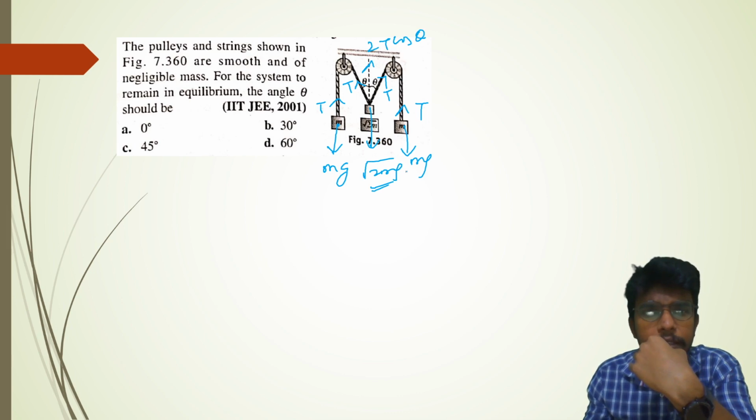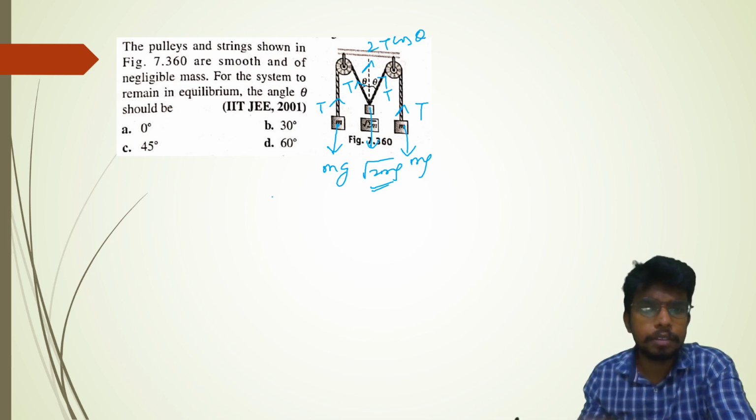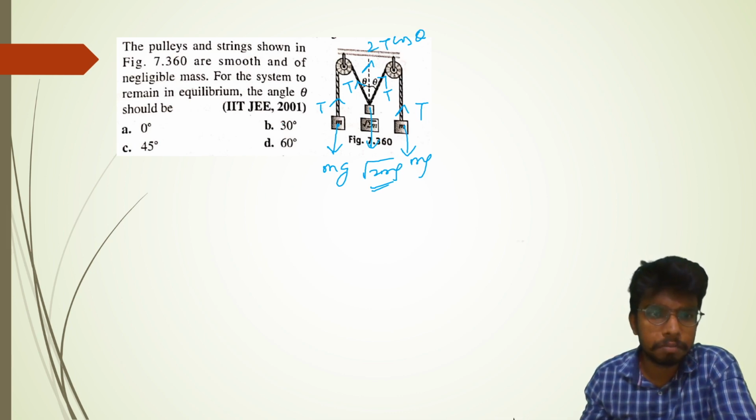What have they asked? They have asked the value of theta. I don't think it should be a difficult question anyway. 2T cos theta should be equal to root 2 mg.